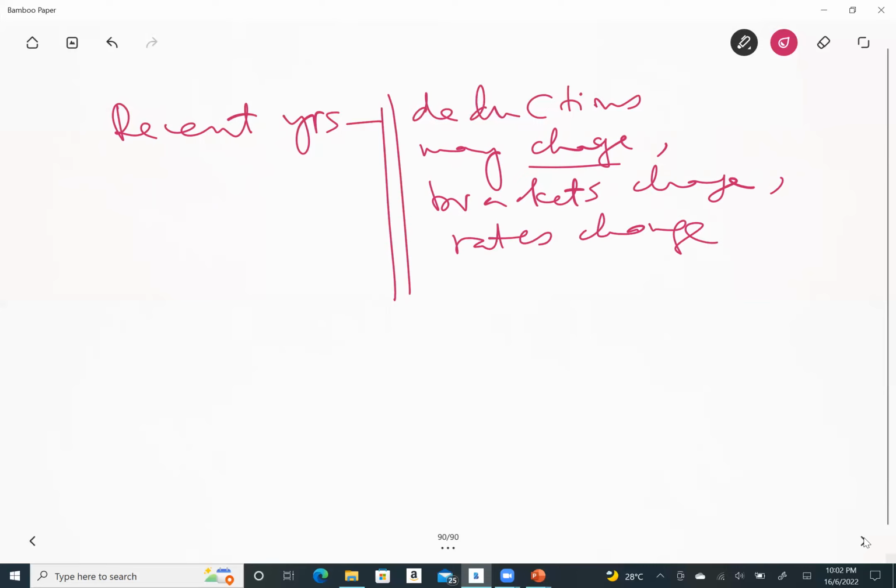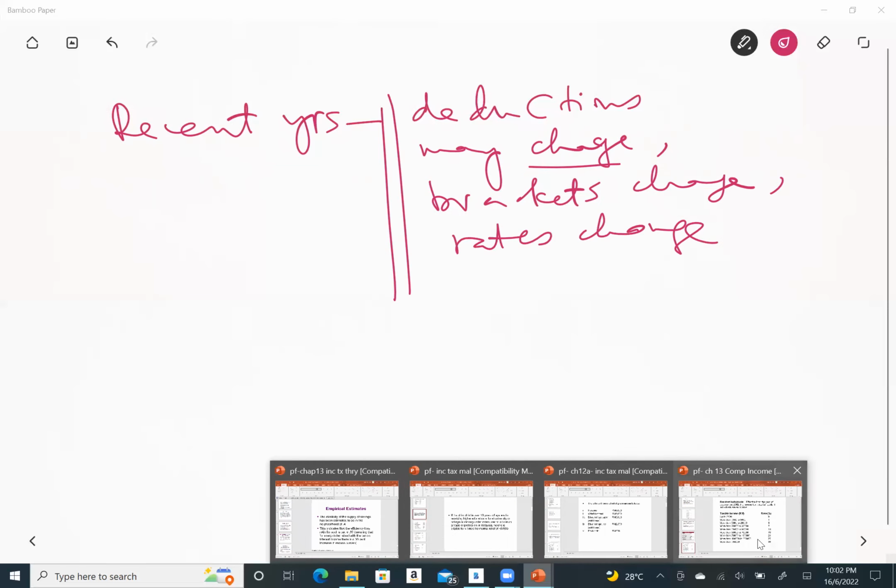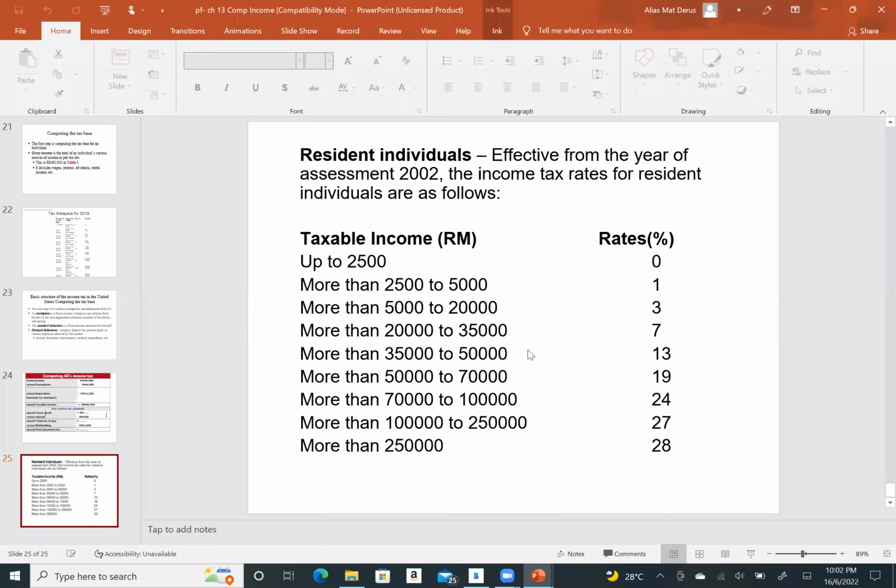So these are the things that change over time. If you compare what you have now to 2002, my example is too old, very old. I think I have to modify it, but never mind. These are old. But if you refer to the more recent system, you have changes in the brackets and also in the.